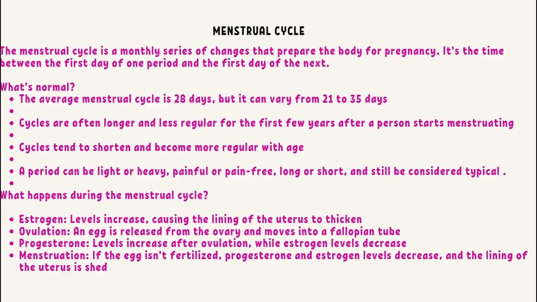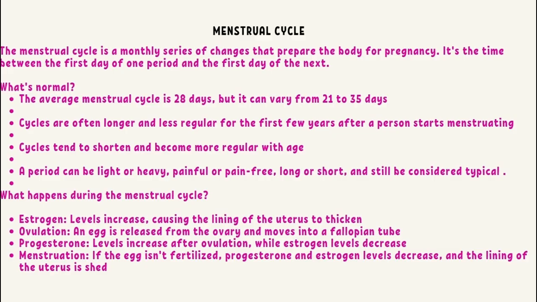So what happens during the menstrual cycle? Once you're talking about the menstrual cycle, two very important hormones you have to talk about are estrogen and progesterone. When estrogen levels increase, they cause the lining of the uterus to thicken, right? Then at ovulation, the egg is released from the ovary and moves into the fallopian tube. What the body is expecting at this point is, I'm going to get an egg, the egg will implant and you'll get pregnant.